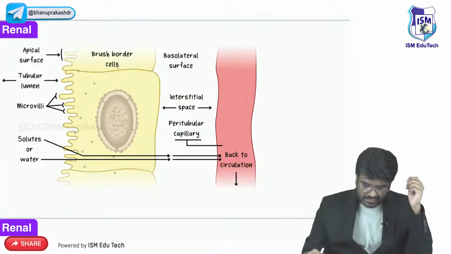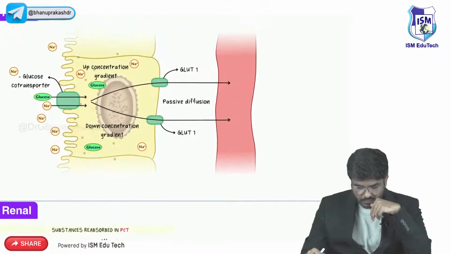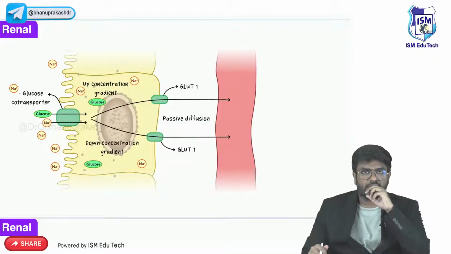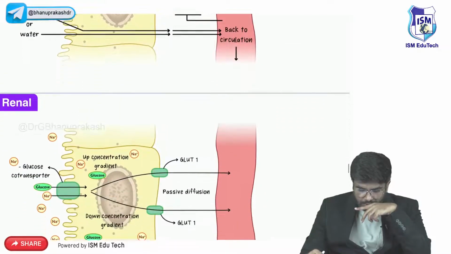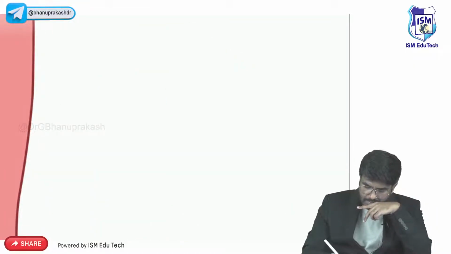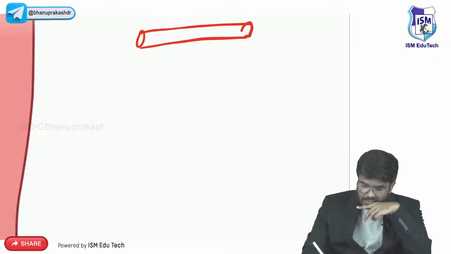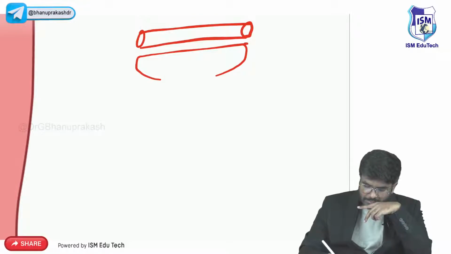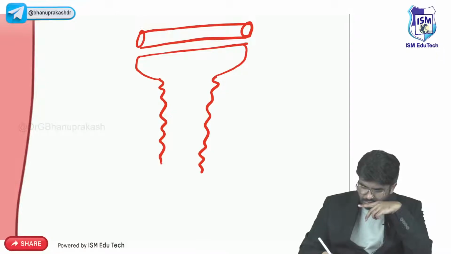Now, after this, in the proximal convoluted tubule, what should I teach you? The point which I want you to know is, look here. Let me show you in a simple diagram first. This is the glomerular capillary. Down to the glomerular capillary, we have the Bowman's capsule. Down to the Bowman's capsule, this is the proximal convoluted tubule of the nephron.